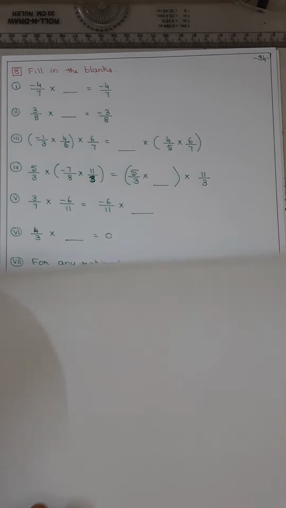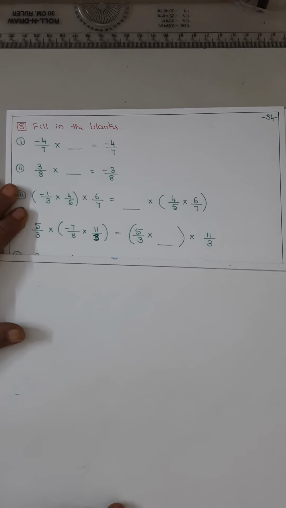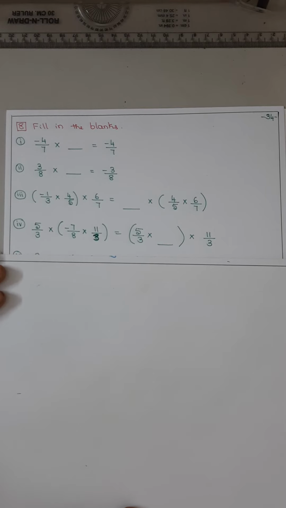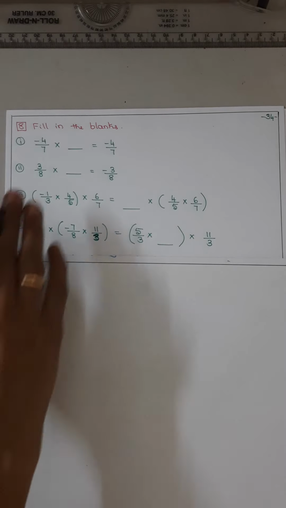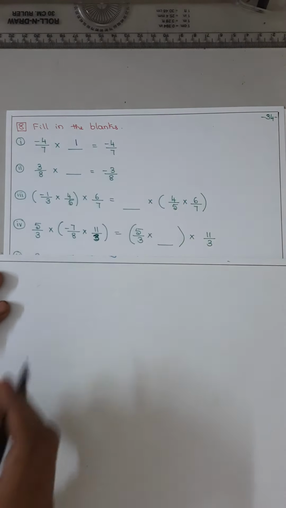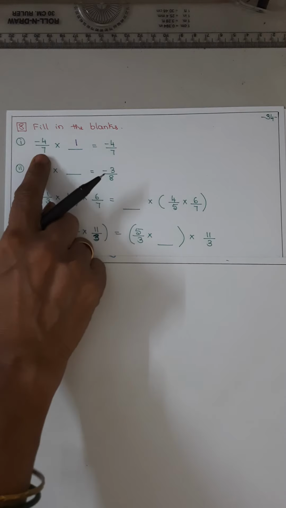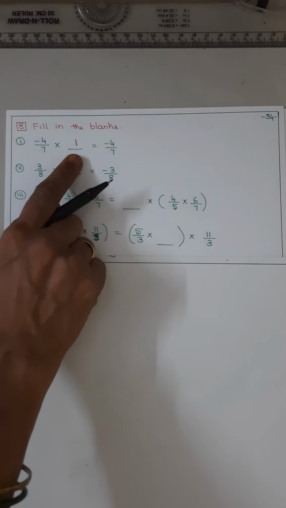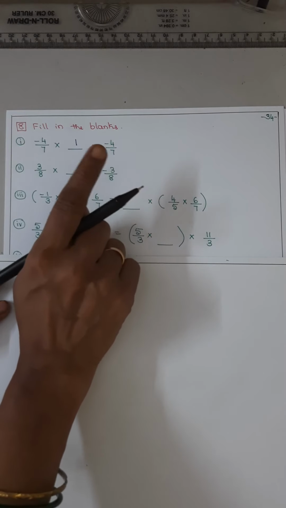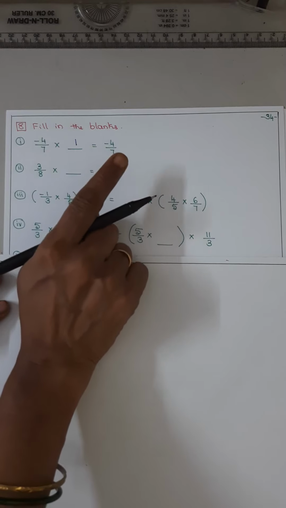बहुत easy है लेकिन समझ के करने का है ना. Silly mistakes मत करो. Fill in the blanks. So it is minus 4 by 7 into how much is minus 4 by 7. Already properties में हम discuss किए हैं. Same number, same sign. Then it is multiply by 1. When the rational number is multiplied by 1, the rational number remains the same. But see to it that the sign also is the same.